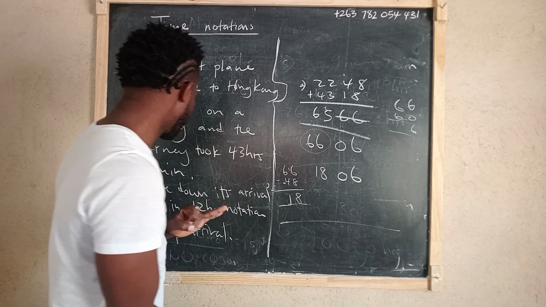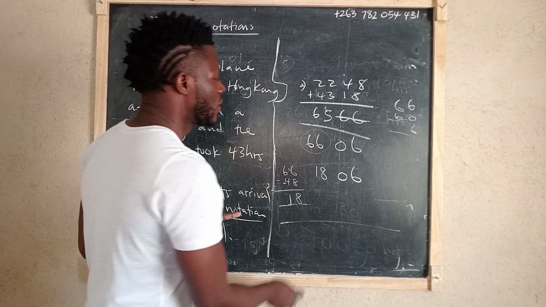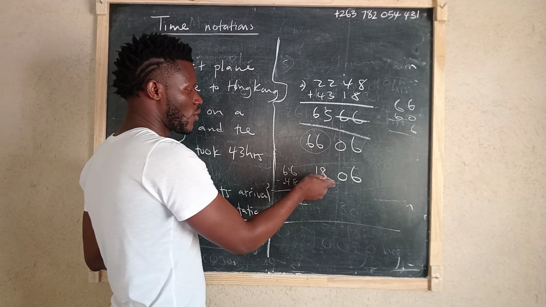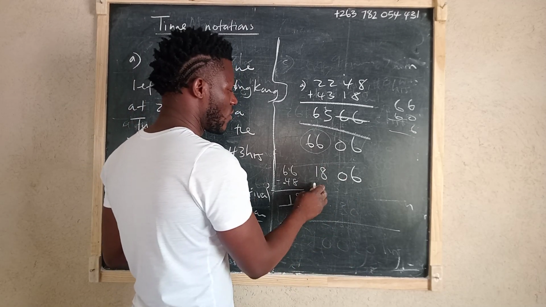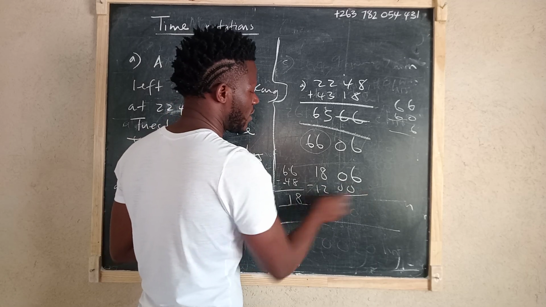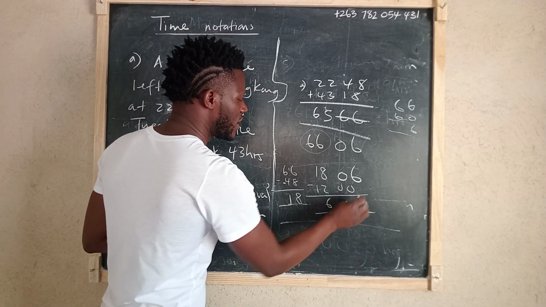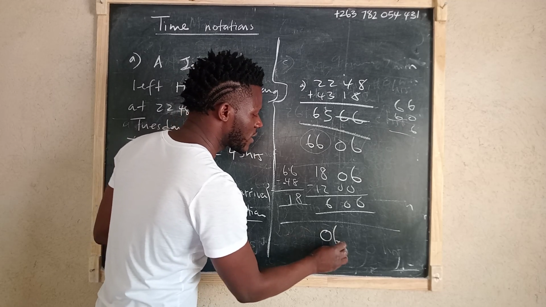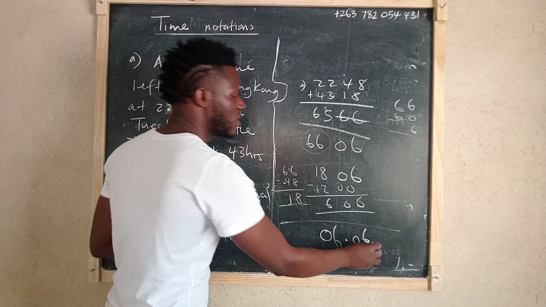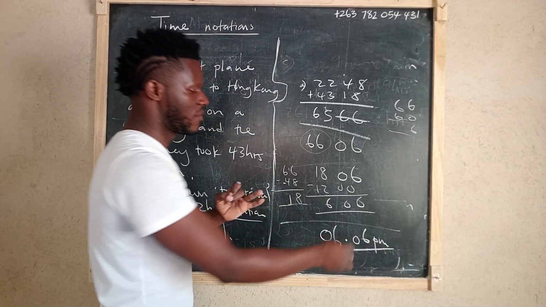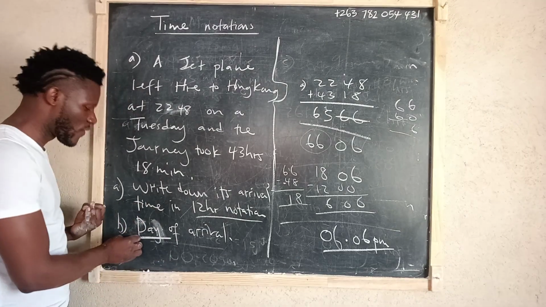But for this 18:06, the examiner said give the answer in 12-hour notation. So let's subtract 12 hours. 18 is 6 in the evening. Removing 12 hours gives 6. So the jet plane arrived at 06:06. Since this was 18, it means it's PM. That's the arrival time.